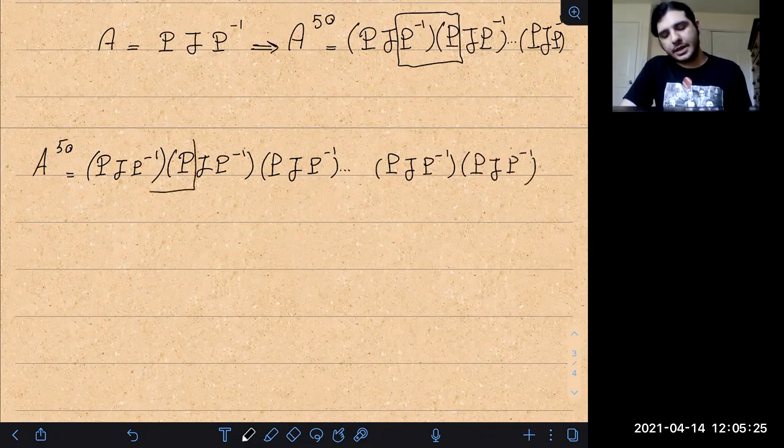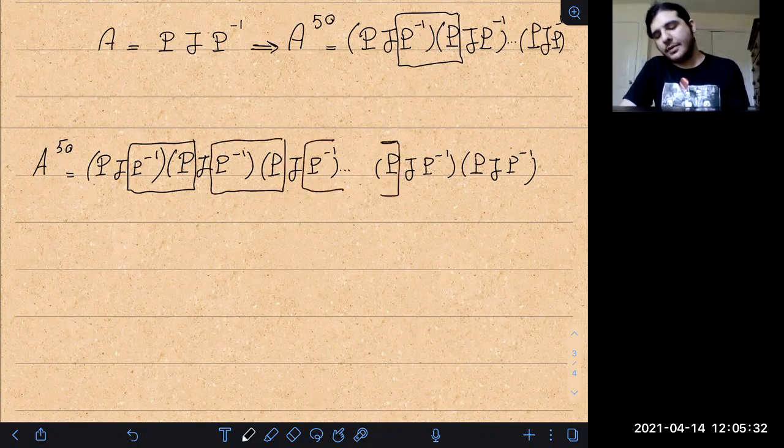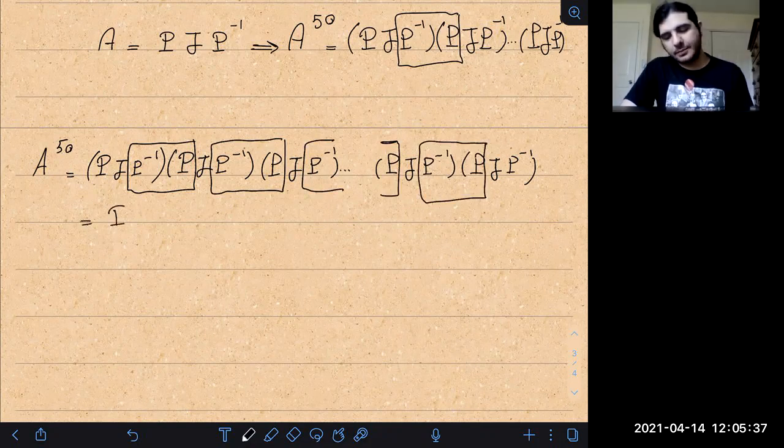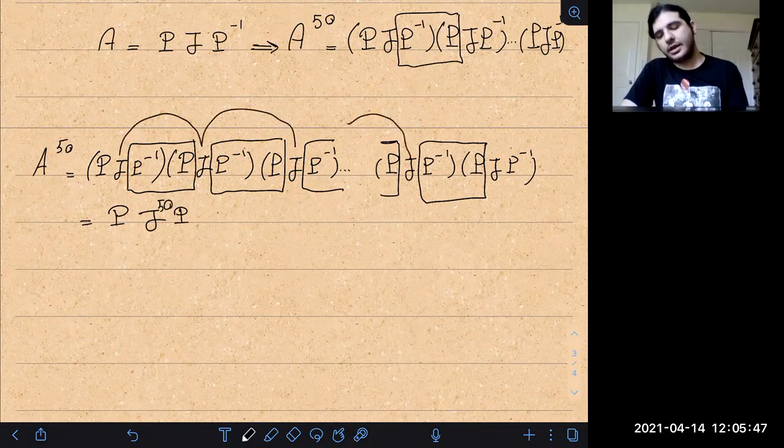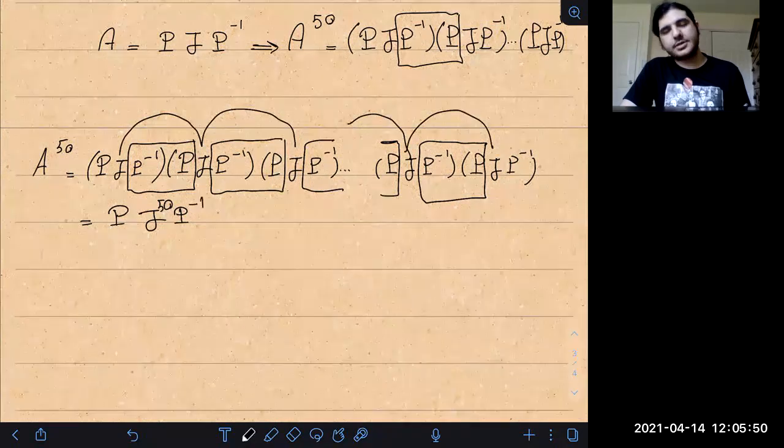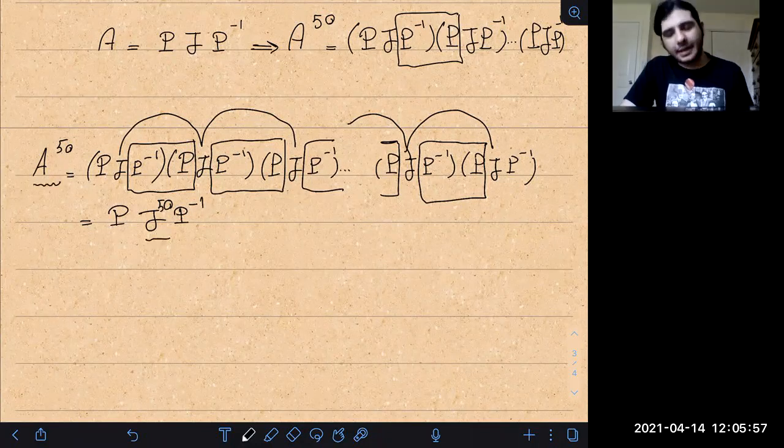Now, P inverse P cancel each other here, and here, and here. All these P inverse P's cancel each other. So it would be equal to P, J to the power 50, P inverse, because we would end up with J times J times J times J times J. So in order to compute A to the power 50, we really need to compute J to the power 50. And that's a simple task.